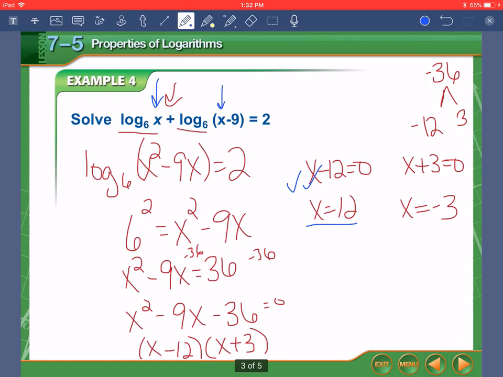Now negative 3, when I plug in negative 3 right here, log base 6 of negative 3, there is already an issue. I cannot take the log of a negative 3. So negative 3 cannot be one of my solutions. So I only have one solution here, and it's positive 12.